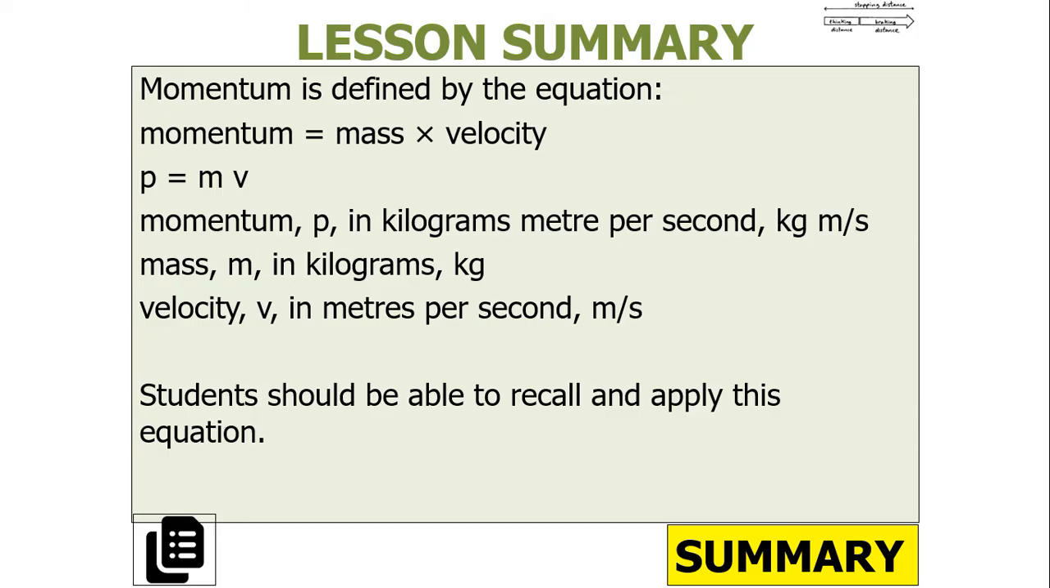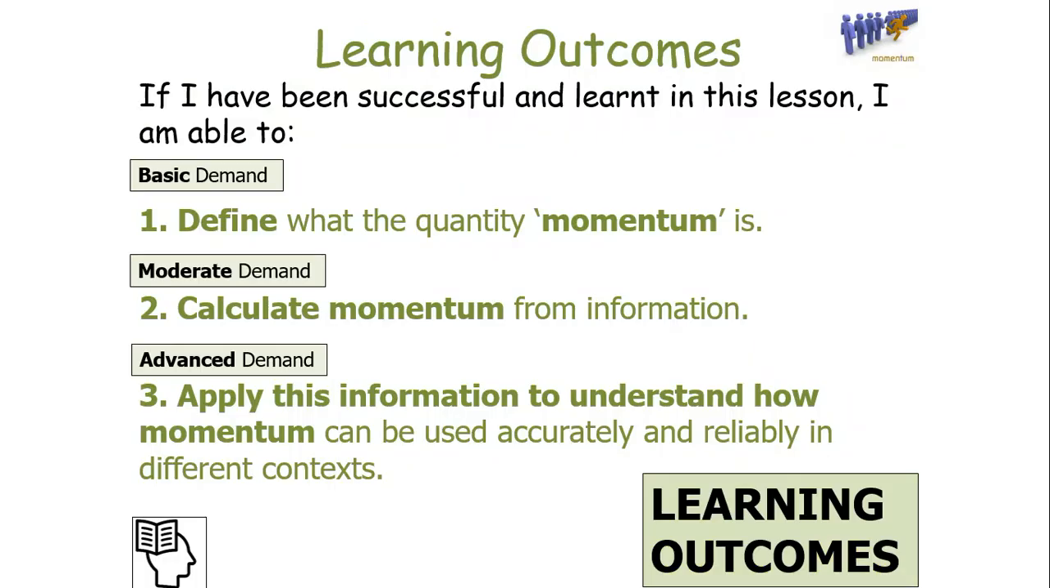So what have we learned in today's lesson? Momentum is defined by the equation momentum equals mass times velocity, with momentum p in kilogram meters per second, mass m in kilograms, and velocity v in meters per second. You should be able to apply and recall this particular equation for your examination. If you've been successful in this lesson, you should be able to define what the quantity momentum is, calculate momentum, and apply this information to understand how momentum can be used accurately and reliably in different contexts. I hope you've enjoyed today's lesson on momentum and have a lovely day.